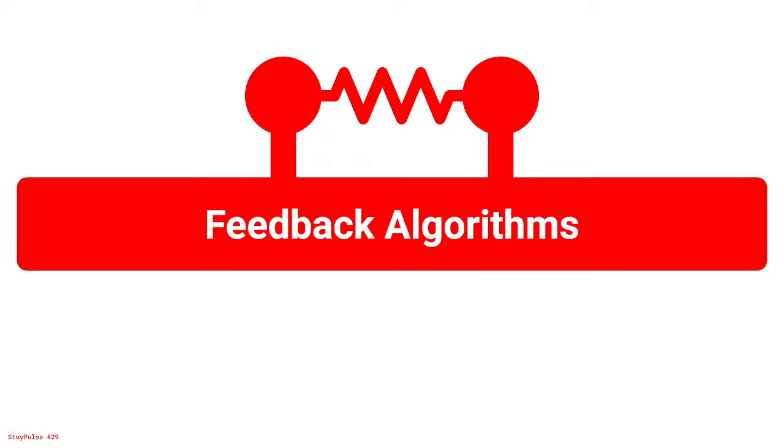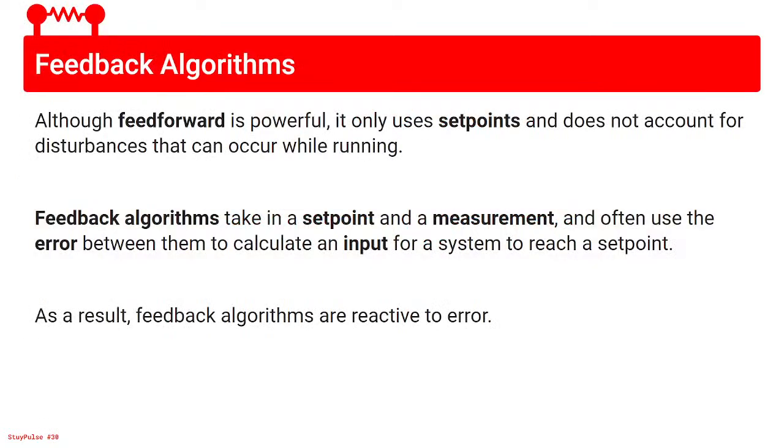On the other hand, there's a feedback algorithm, right? I suppose the complement to feed forward. Feed forward, while powerful, is only using set points. So it does not account for disturbances that occur while running, right? It's only taking the set point and calculating a voltage from that. So it doesn't actually know what it's currently doing. It doesn't have a measurement.